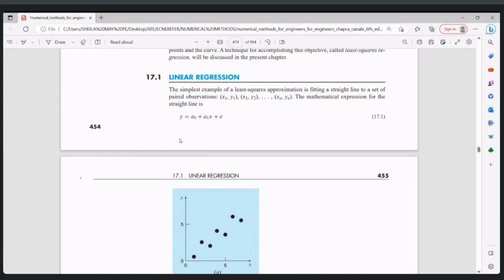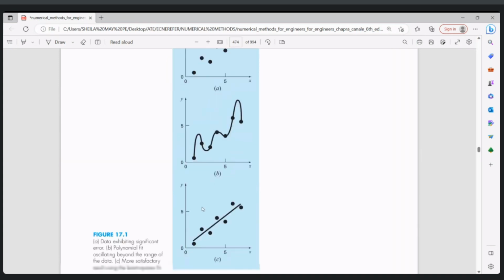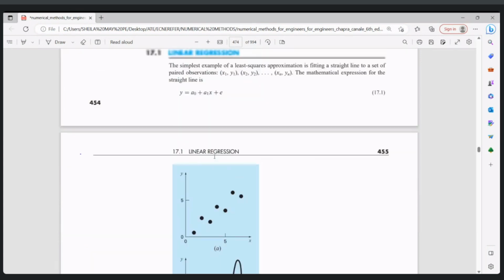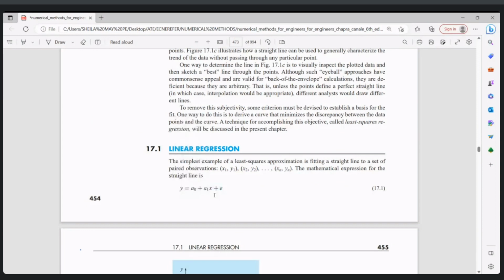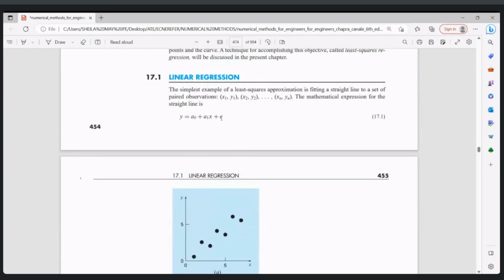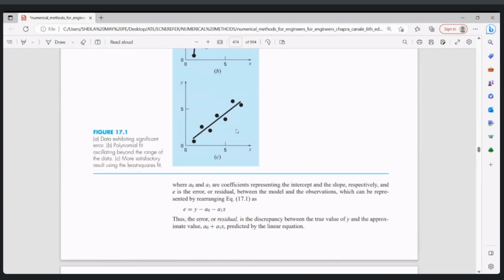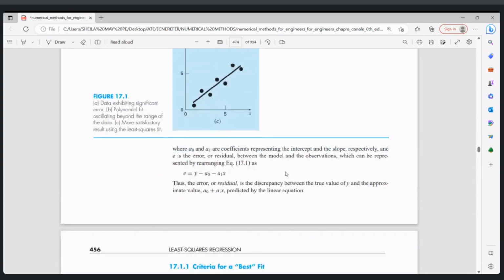Now, in here, I have already mentioned the mathematical expression for the straight line. We have here y equals a sub 0 plus a sub 1 x plus e, where a sub 0 and a sub 1 are coefficients representing the intercept and the slope, respectively, and e is the error, or residual. This is between the model and the observation. Now this is the model and this is our observation.